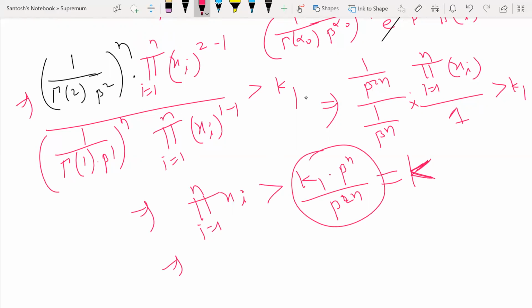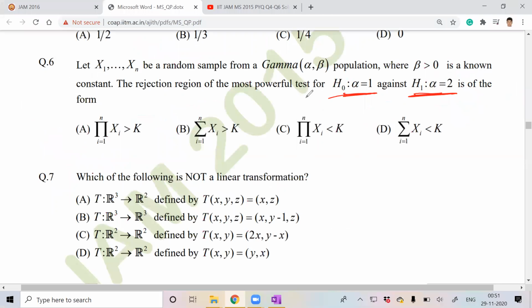So the critical region for the most powerful test is product xi more than some constant k. This is the critical region that was asked. It's the first option, right? So we got the critical region of the most powerful test for rejecting the null hypothesis. So option A is correct.